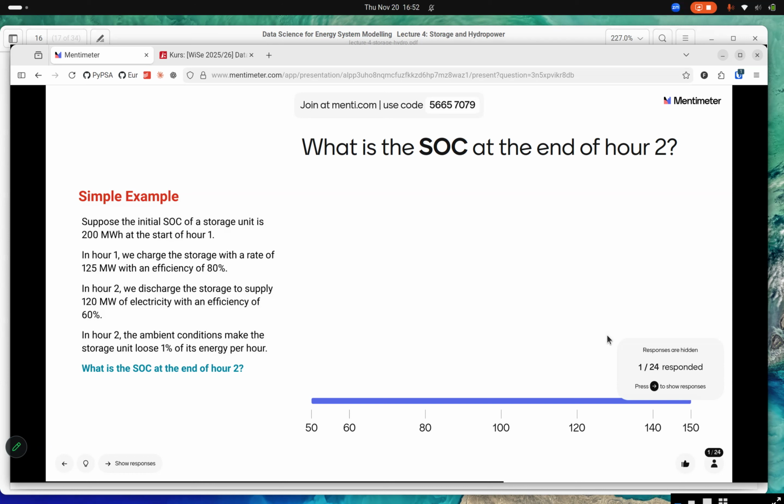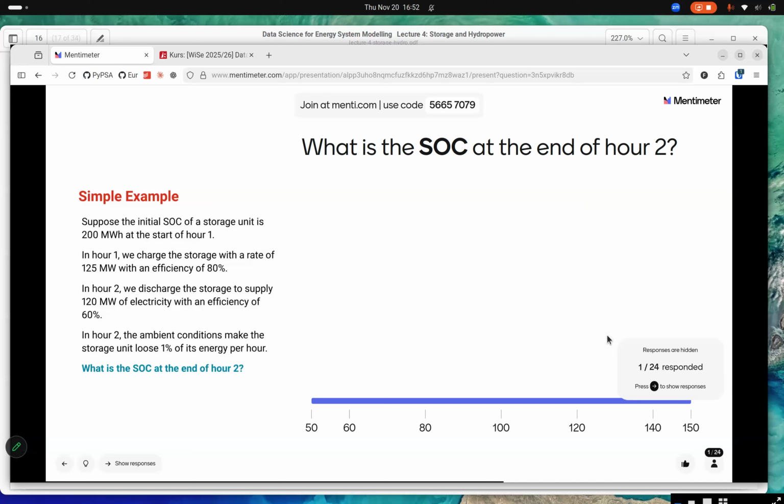In the first hour, there's an excess of renewables. We charge the storage with a rate of 125 megawatt of electricity consumption with an efficiency of 80%. And then in hour 2, we have a shortage of renewables. We discharge the storage to supply 120 megawatt of electricity, and this with an efficiency of 60%. So we actually need to take out more out of the storage.